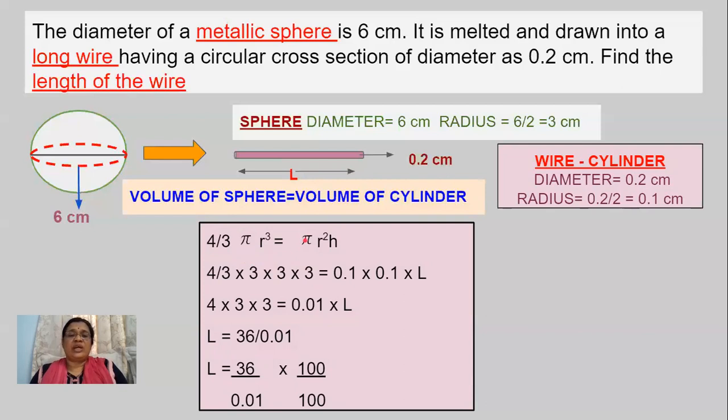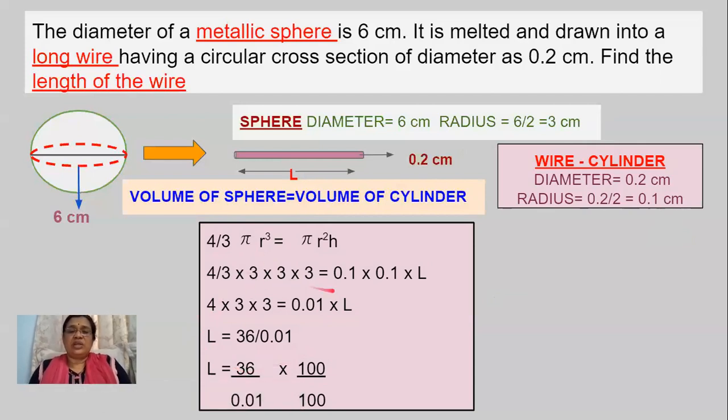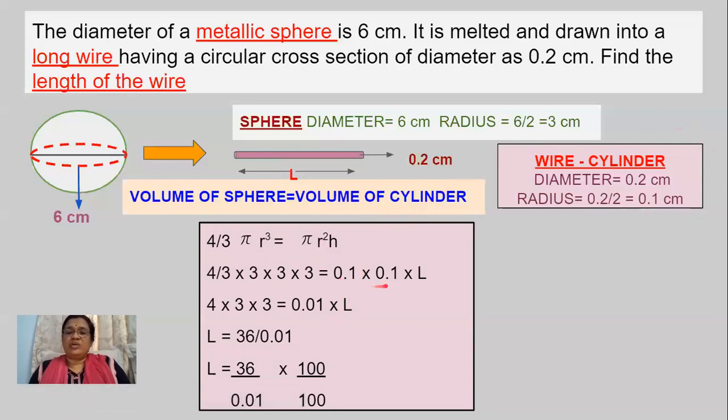So what I have done, I have cancelled these two. So what remains here? 4 by 3 and r cube. R cube is, this is the formula for sphere, no? This radius you have to take 3 centimeters, not 0.1. So r cube means r into r into r, that is 3 into 3 into 3, and here r square. So here you have to take the cylinder radius. This is 0.1. 0.1 into 0.1, and the length of a wire I have taken as L.